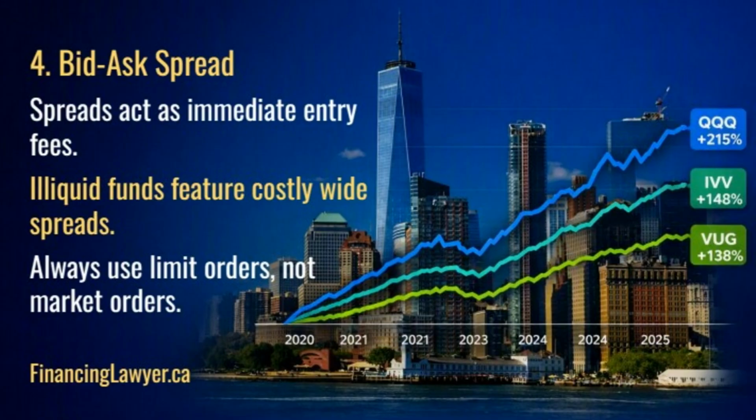To protect yourself against wide spreads: 1. Pay attention to total trading volume alongside spread percentages before placing orders. 2. Avoid placing market orders, which execute immediately at whatever ask price is available. 3. Use limit orders, which allow you to set the maximum price you are willing to pay or minimum price you will accept, preventing accidental execution during temporary spread spikes.